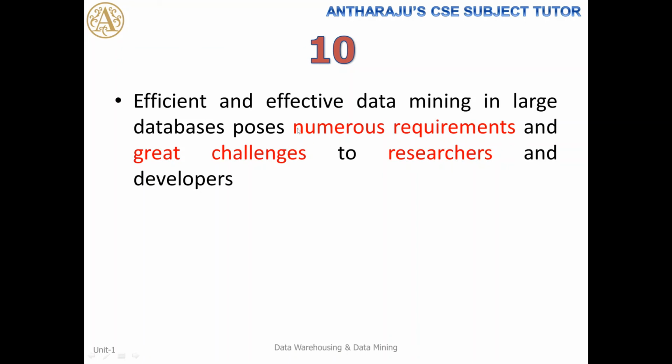So there is a lot of scope for researchers to focus on different fields. All these are available in this data warehouse and data mining field. A large number of research scopes are available in this subject. Why? Because this is a multidisciplinary and newly grown subject. So these are the 10 points you can remember from this first unit. These are the top 10 points.